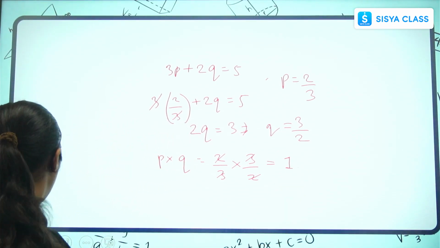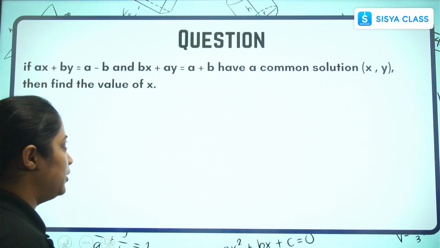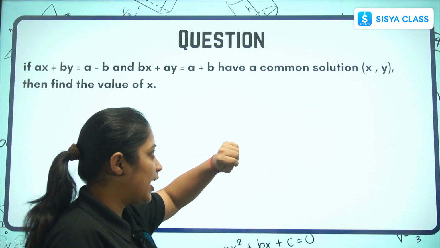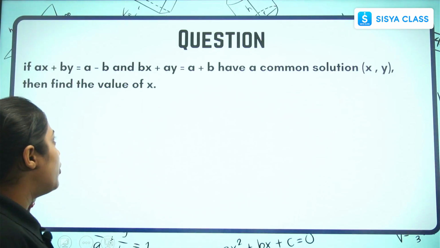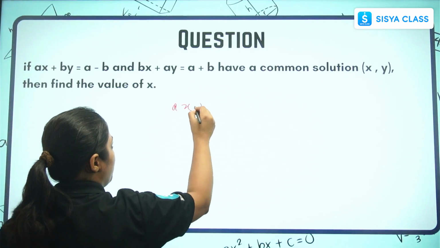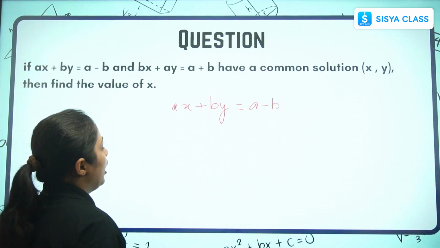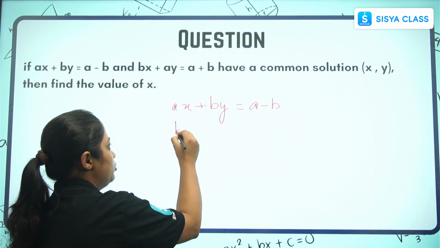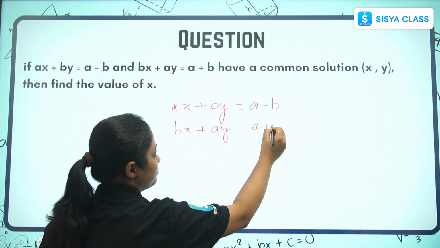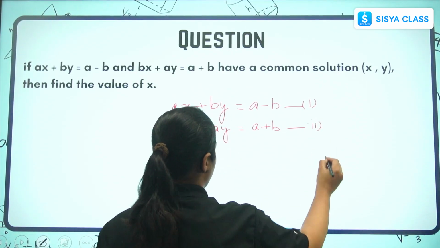Okay. Now next question is, if ax plus by equal to a minus b and bx plus ay equal to a plus b have a common solution x comma y, then find the value of x. So here you have these two equations, ax plus by equal to a minus b and bx plus ay equal to a plus b. So this is your equation number 1 and this is equation number 2.